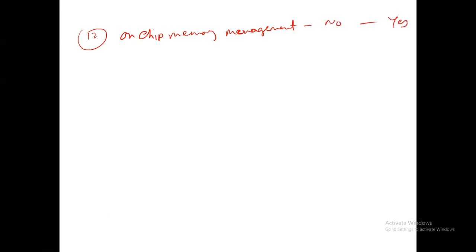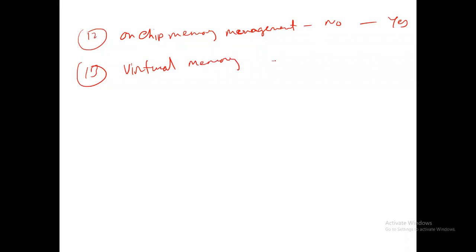Number 12. On-chip memory management. Okay, on-chip memory, and then the actual memory.